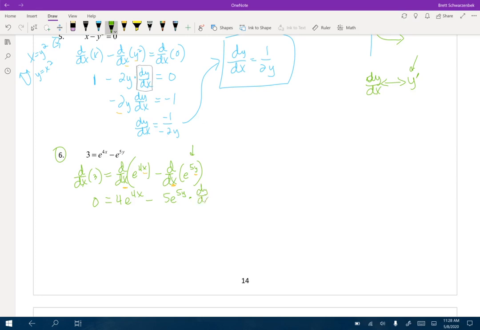Okay, so what do we end up with? We end up with the following, and look what we have, 1 dy dx. We need to solve for that. That is what we need to get. So we first have to subtract 4e to the 4x over here, and don't forget to keep this negative, because that's a common mistake. Then we need to divide both sides. The negatives go away, so we get positive 4e to the 4x over 5e to the 5y is equal to dy dx.